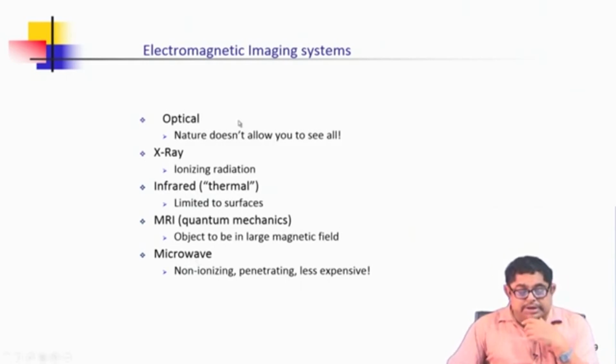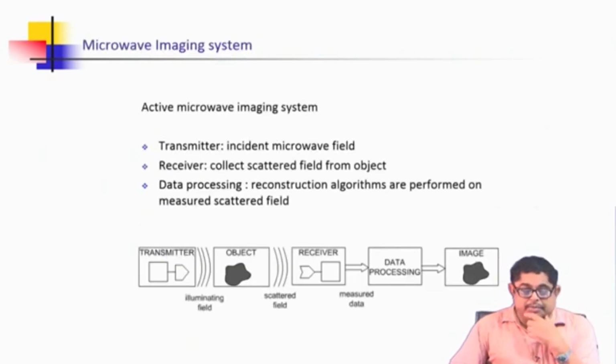Now, microwave, you see, does not suffer from anything. Microwave can see at night, microwave is non-ionizing, microwave penetrates the surface, and microwave does not require that high magnetic field, so it is less expensive. So it is a very good choice, but the technology needs to be developed so that microwave images come resolution-wise closer to optical images.